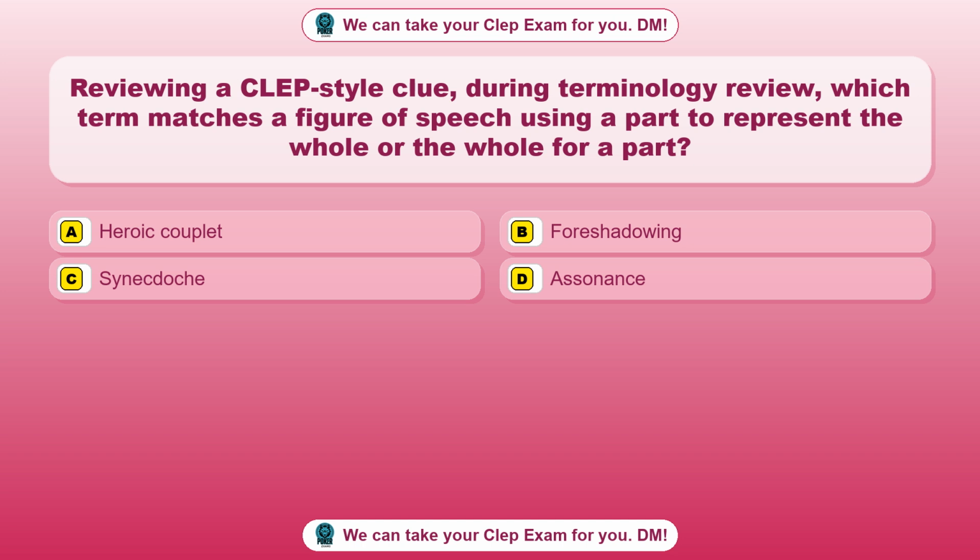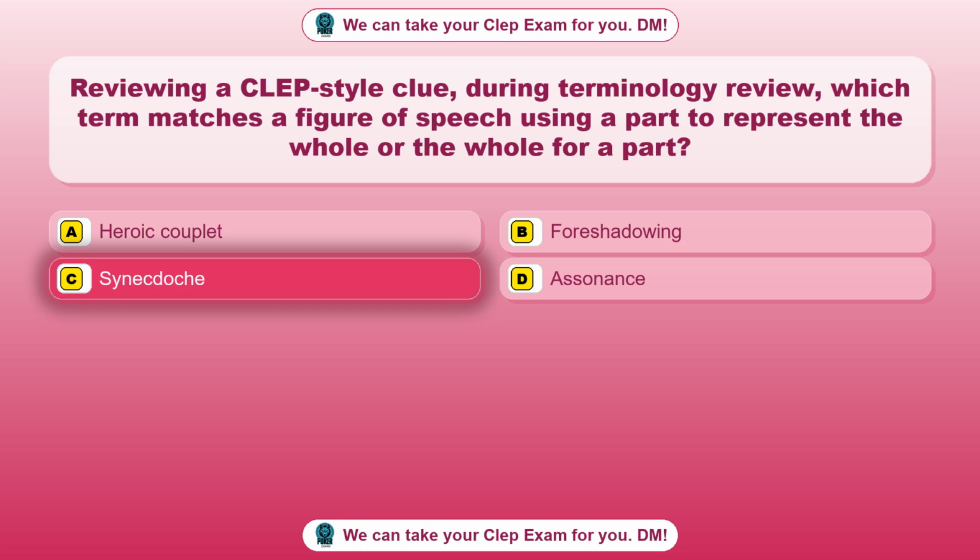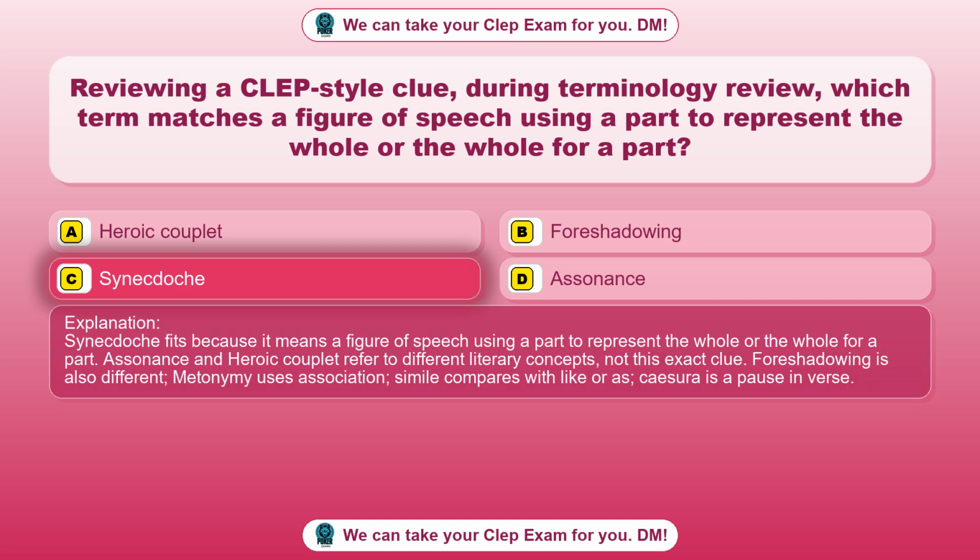Option A. Heroic couplet. Option B. Foreshadowing. Option C. Synecdoche. Option D. Assonance. The correct answer is option C. Synecdoche. Synecdoche fits because it means a figure of speech using a part to represent the whole or the whole for a part. Assonance and heroic couplet refer to different literary concepts, not this exact clue. Foreshadowing is also different. Metonymy uses association, simile compares with like or as, caesura is a pause in verse.